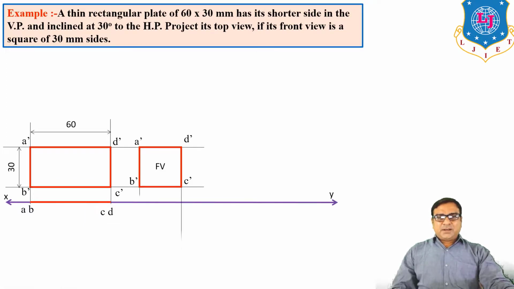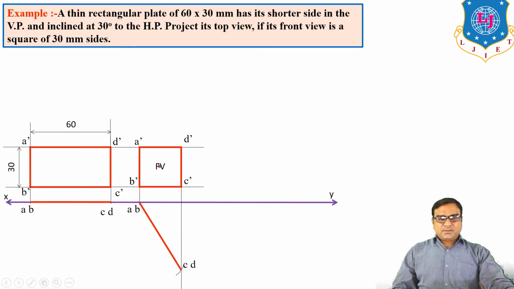and draw a vertical line. So AB remains in VP, so AB will come on this XY line, and because the surface is inclined to VP, the length of the top view will be AD. So you have to take a compass, take A as center, radius AD, and draw an arc on this line because this is the locus of C and D. This point is D and join the straight line. So this is the top view and the surface is inclined to VP.